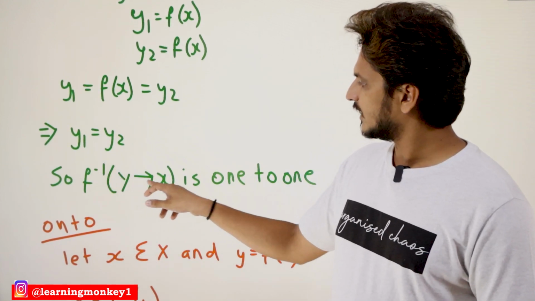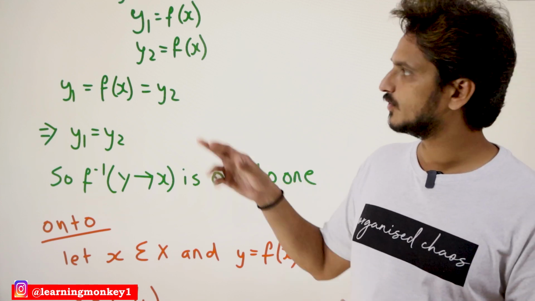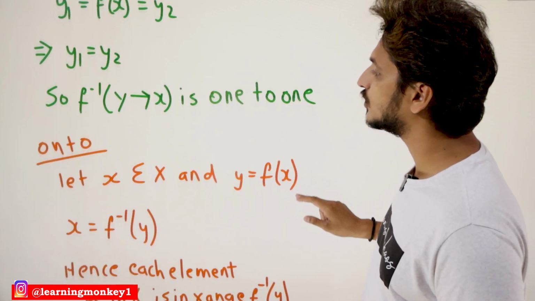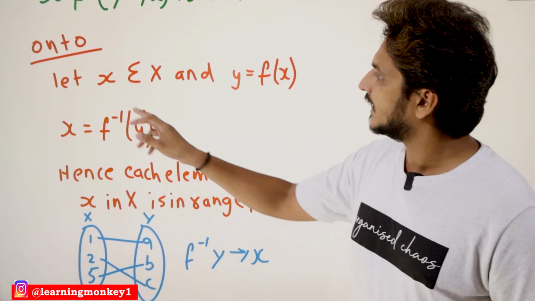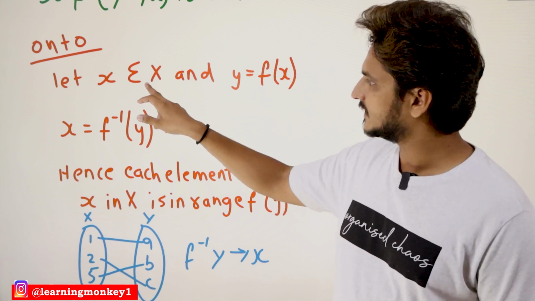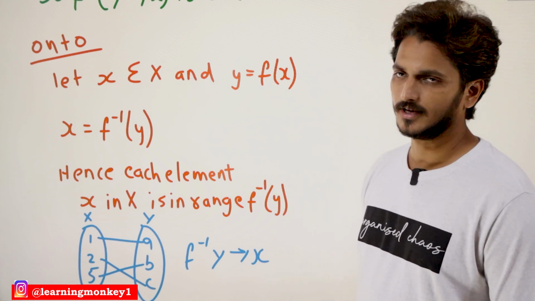So f inverse from y to x is also a 1-to-1 function. So we had shown that. Similarly, we need to show that f inverse is an onto function. Let x belong to X. x is an element that belongs to set X and y is equal to f of x.